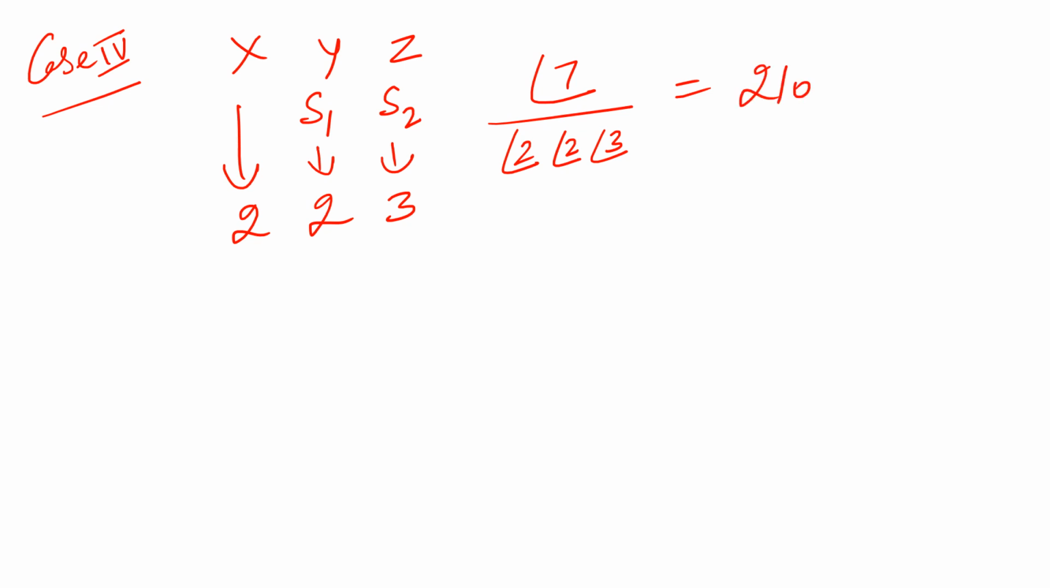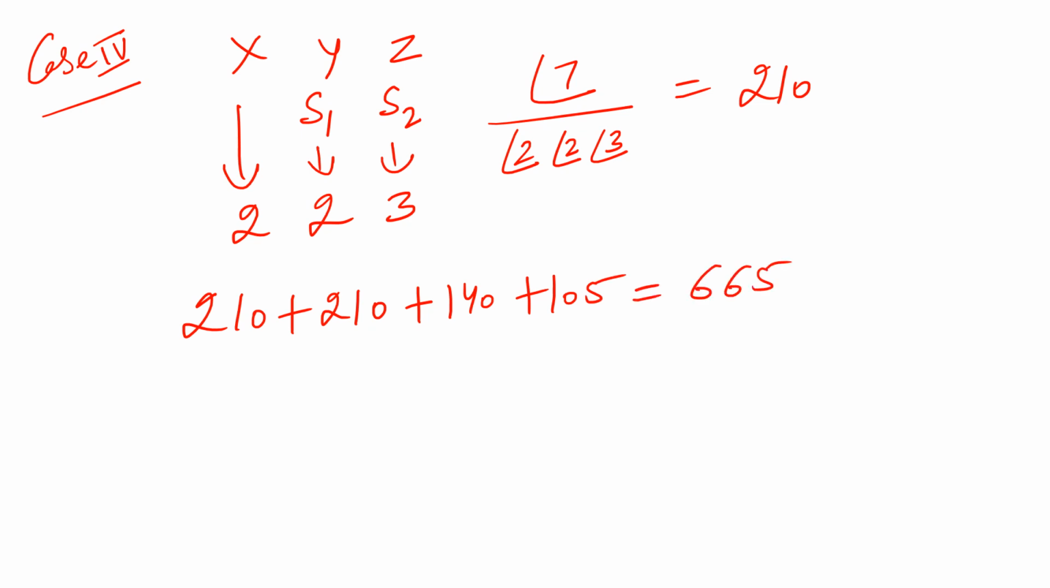Now just add all the values. It becomes 210 plus 210 plus 140 plus 105. Now students, the answer is again 665. Fine. And this method was easier to understand. So it's your choice. Which method do you want to apply? It was a nice question.